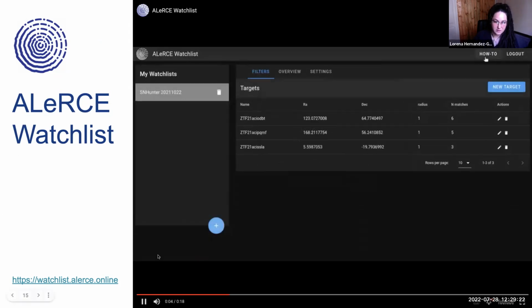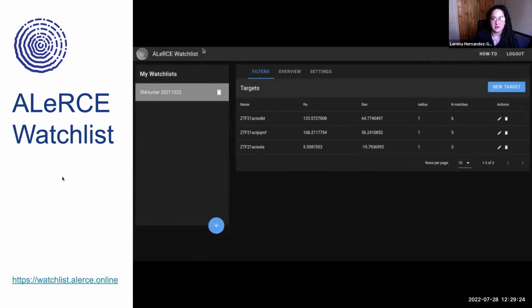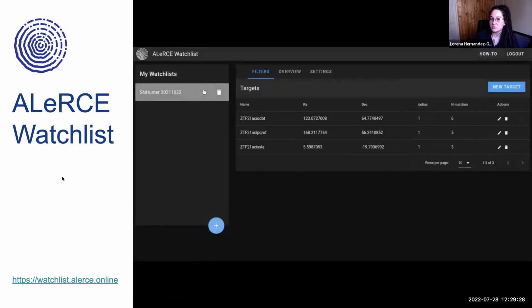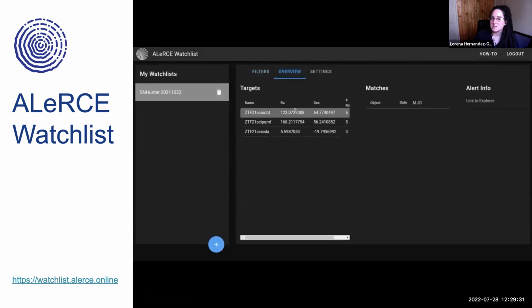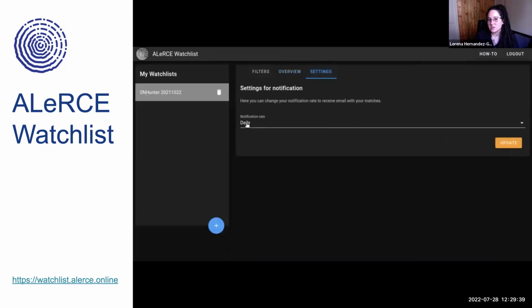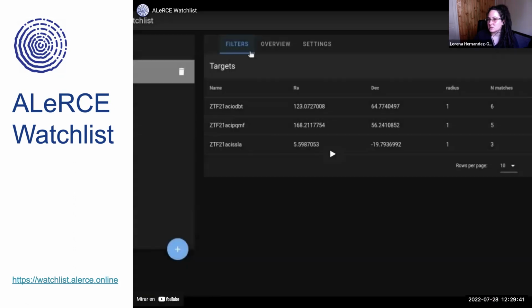Let me start again. Here you can upload your sample in a CSV file. You can see how to do that, and then you can see if there have been matches, if there have been new alerts, and you can also access the Explorer, and you can set what frequency you want to receive your emails. So this is good if you have a large sample of sources, for example, and you want to see whether they have new detections or not.